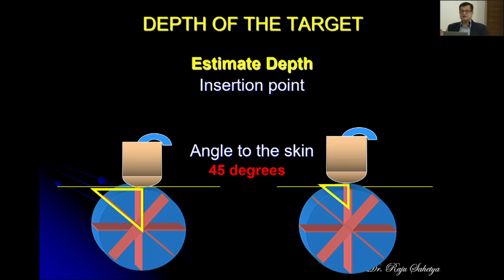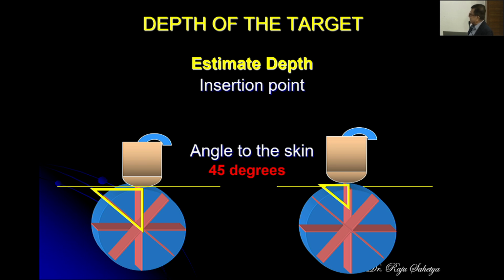Now talking about the depth. We spoke about the entry point, how you go all the way. Depth is so important because when you have gone in, how much more? You are not going to go in till the needle is there. You are going to go till where it is required. So you must know and measure the depth of your target. Suppose this is your target. So you must measure this.